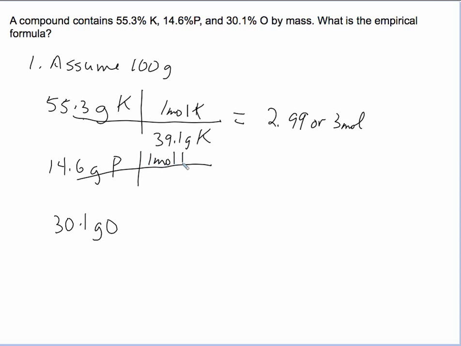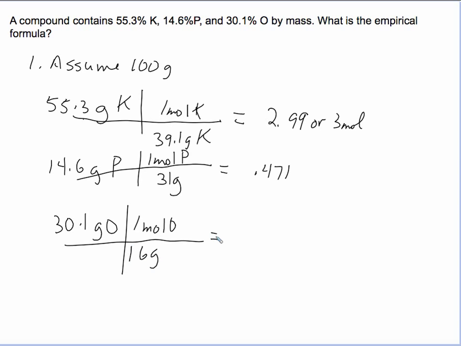14.6 grams phosphorus, so 1 mole phosphorus. You look up on the periodic table and you get the molar mass, it's 31 grams. And so if you do that, you get about 0.471 moles. And then if you do the same thing for the oxygen here, change it to moles. 1 mole oxygen, that's roughly 16 grams. You do the math and you get 1.88.